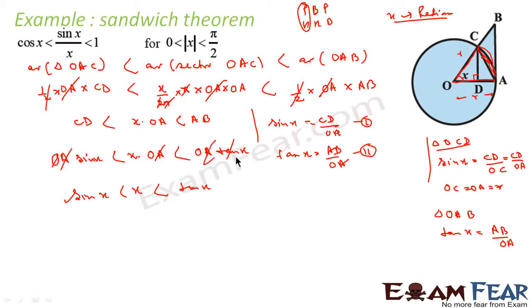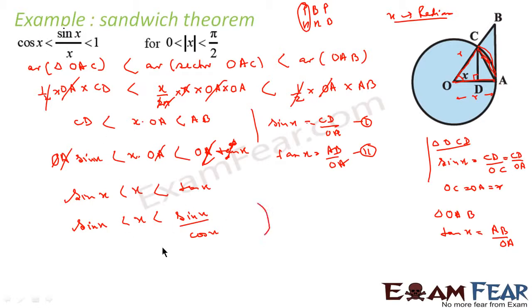Sorry, the OA part is cancelled, not the tan x. This part is not cancelled. The OA part is cancelled. This is tan x. Tan x I can write as nothing but sin x by cos x, right? So this is nothing but sin x is less than x is less than sin x by cos x. Correct. Now we'll divide the whole thing by sin x, because we have sin x here, sin x here, sin x here, and the middle term should be x by sin x.